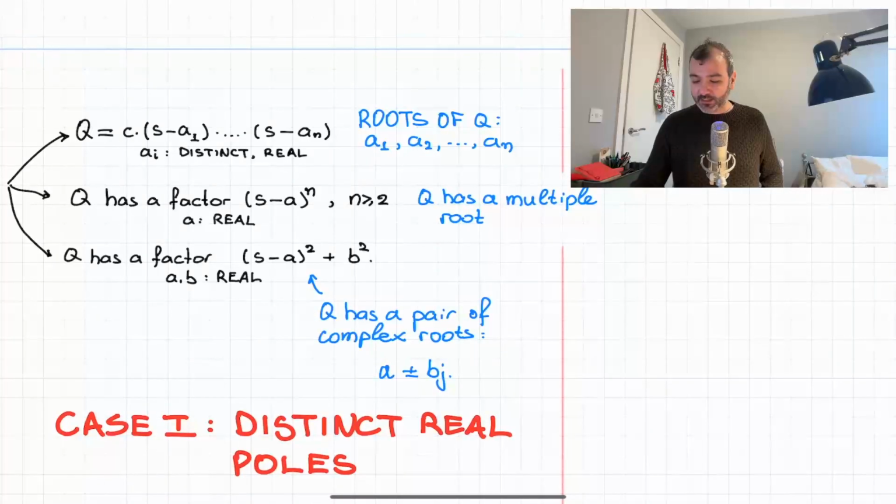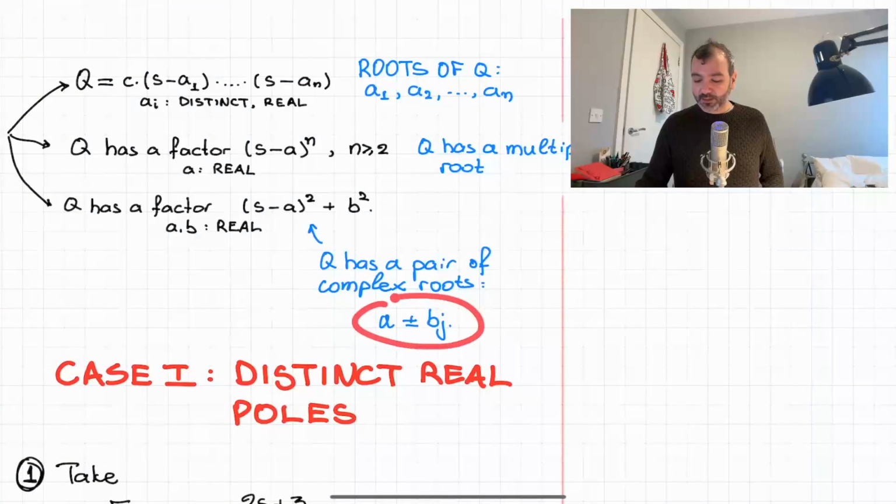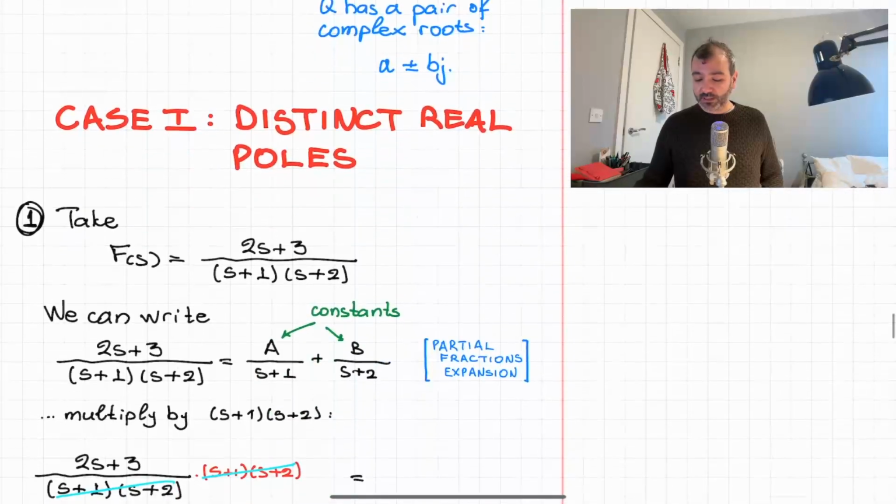So once again, here we have the distinct roots a1, a2 up to an. Q has these distinct roots, which are real numbers. In this case, Q has a multiple root, can be a double root, a triple root, and so on. And here we have pairs of complex conjugate poles. So let's look into case number one, distinct real poles.